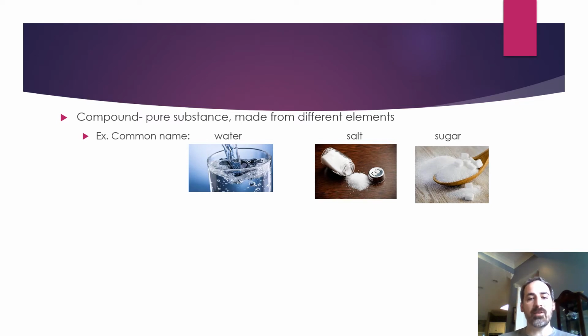So you have your water, salt, and sugar. But those are the common names. There are also our chemical formulas. So water is made up of 2 H's and 1 O. Therefore, it has the formula H2O. So it has the elements hydrogen and oxygen. Salt has these 2 elements, sodium and chloride. All right, so they're made from different elements put together. So that's 1 sodium, 1 chloride.